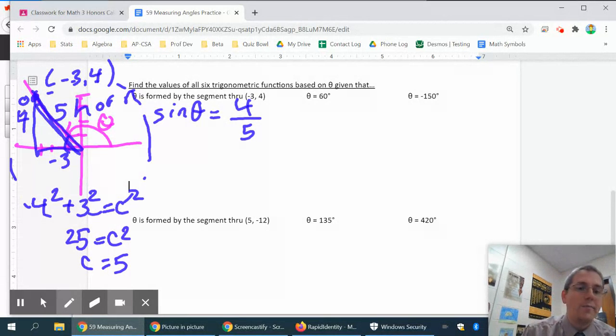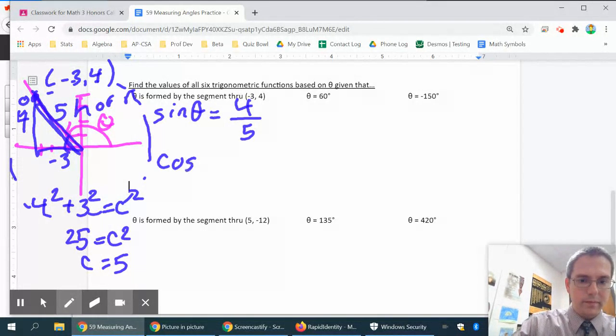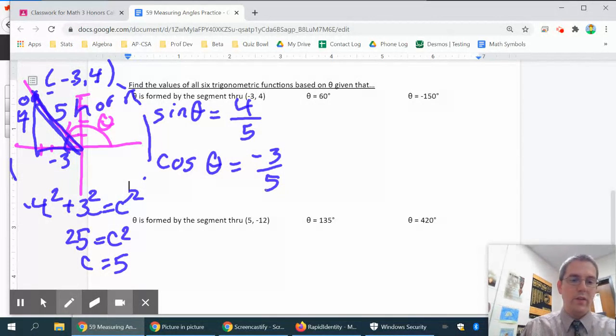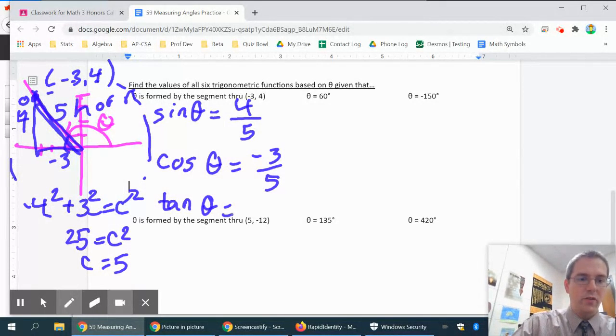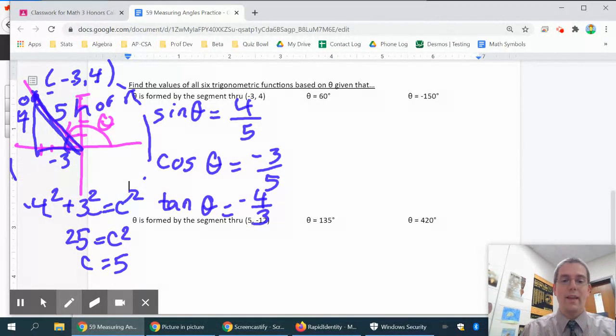But anyway, in either case, you're going to have a 4 over 5, whether you think opposite over hypotenuse or y over your radius. Then if you keep going, you're going to have your cosine of theta. You can think of that as adjacent over hypotenuse, so that would be -3 over 5. Or you can think of it as the x-coordinate, -3, over my radius of 5. Either way, you get the same thing. Tangent of theta, if you think opposite over adjacent, you're thinking 4 over -3, which is -4/3. And if you're thinking the y-coordinate over the x-coordinate, once again, 4 over -3, same thing.